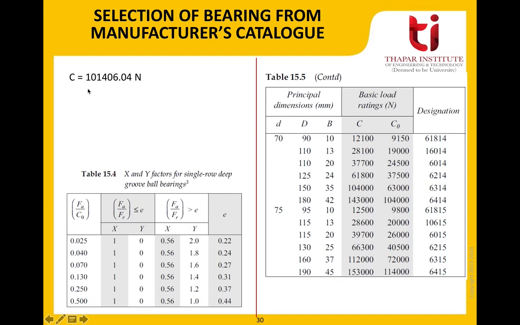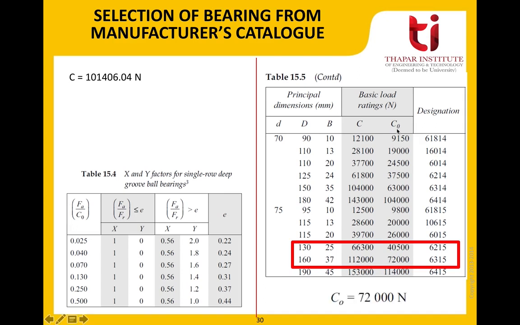Now we know that the value of C, that is the dynamic load capacity that we evaluated through our trial and error approach, is 101,406.06 Newton. Now if we have a look here, we can see that our value lies in between these 2 bearing series, and even in that it is very close to this value, that is 112,000. So based on this idea, we will select this bearing series for our application, and now we need to check our assumption.